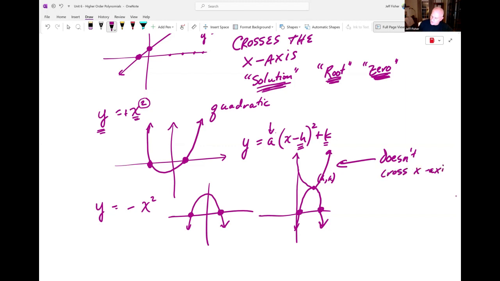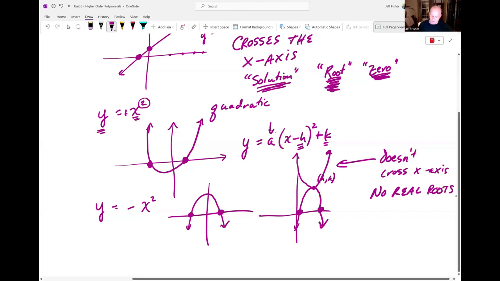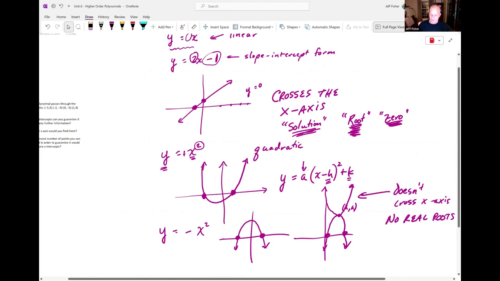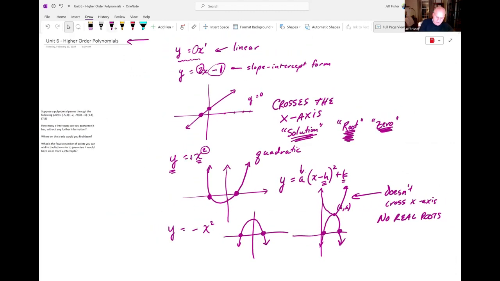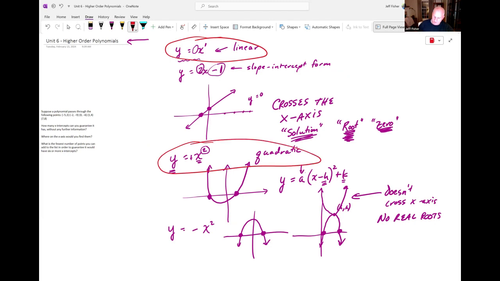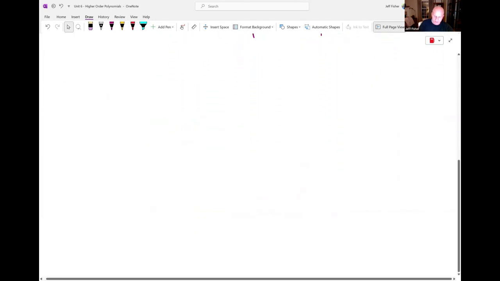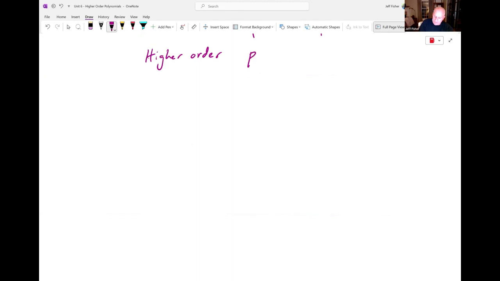And so when we see that it doesn't cross the x-axis, we say there are no real roots, right? Again, roots being one of the things we call these intersections with the x-axis, okay? So again, we dealt with linear equations. We've dealt with quadratic equations. And now today, we're going to deal with higher order, what we call polynomials.